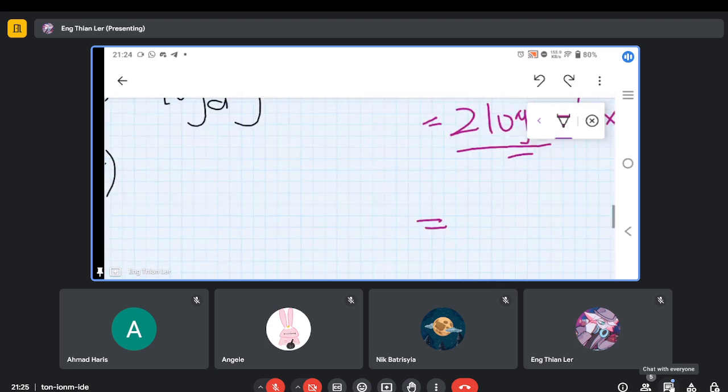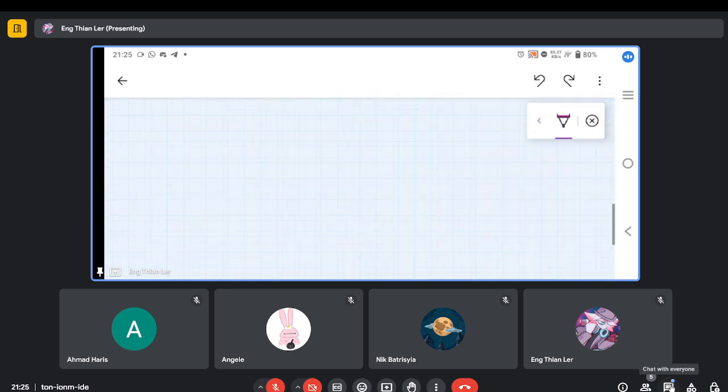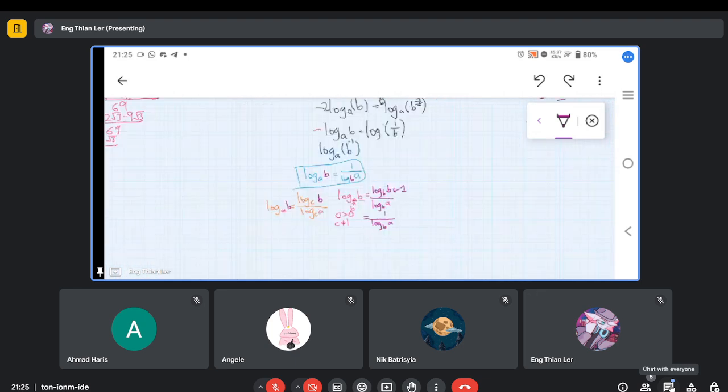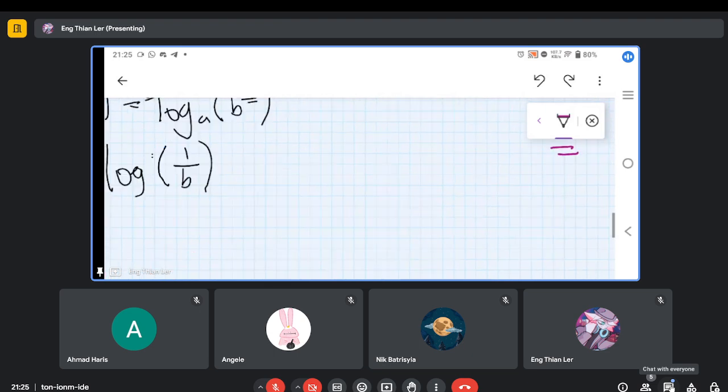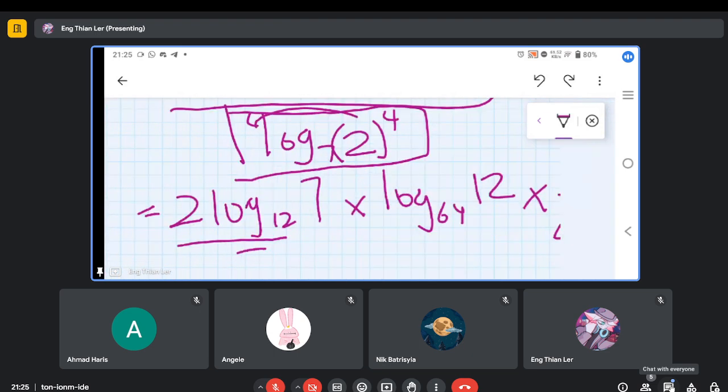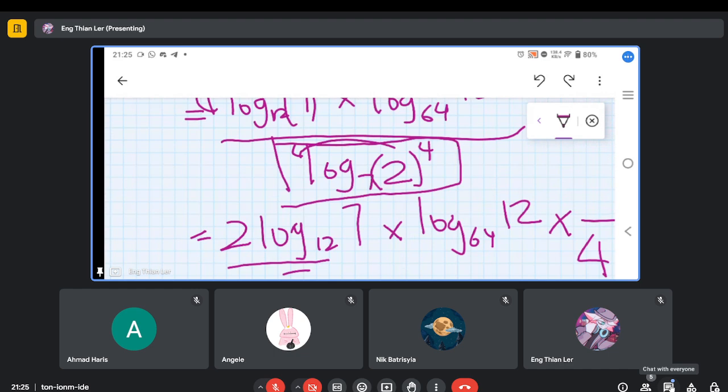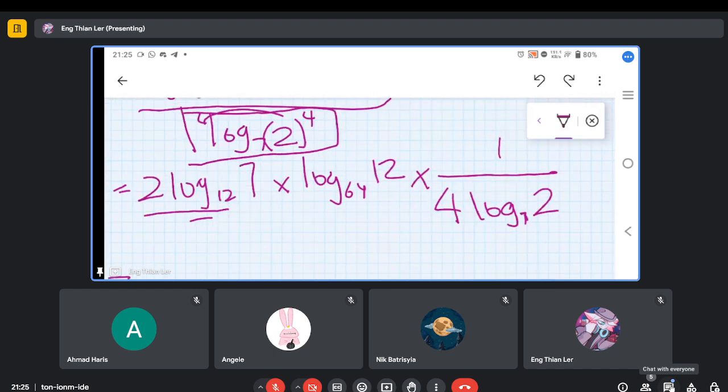So we use this formula. Kita guna formula ini. Kenapa kita guna formula ini? Karena kita tak boleh buat apa dengan base 12. Look at this. There's no base 12. We only got 7, 64, and then a 7. And then a 7, actually we got base 7, so we can actually simplify.